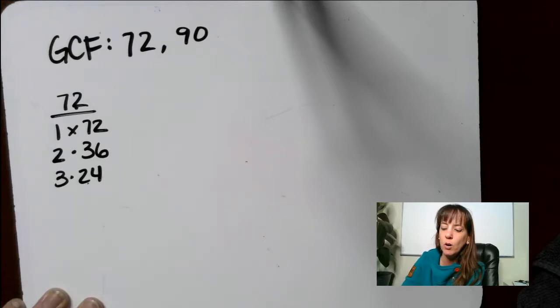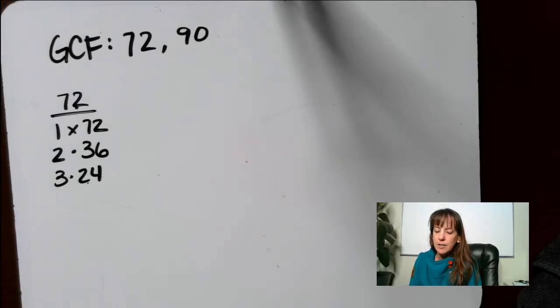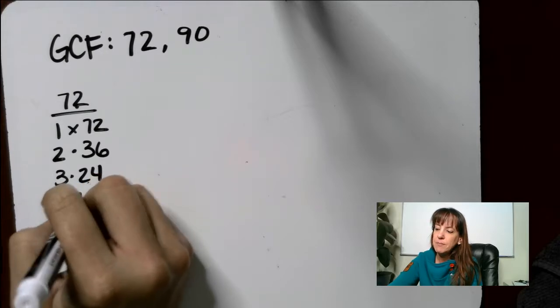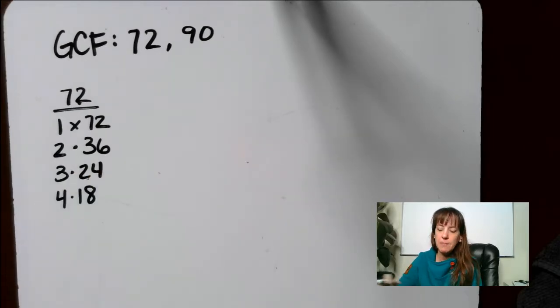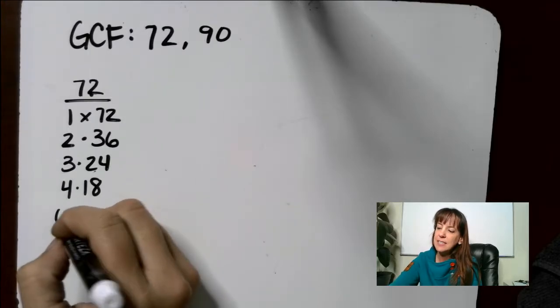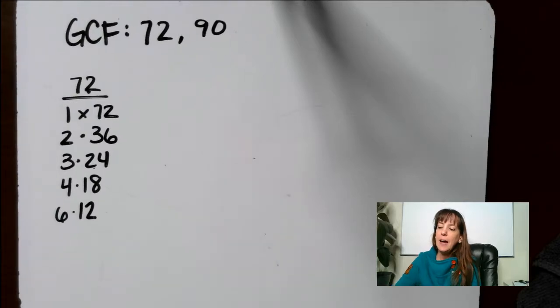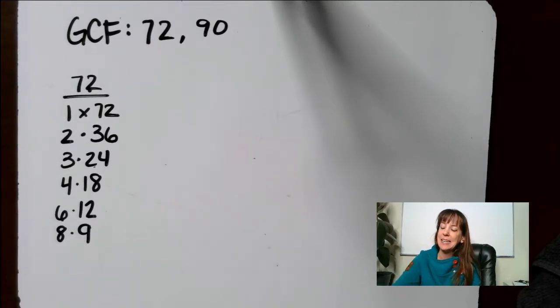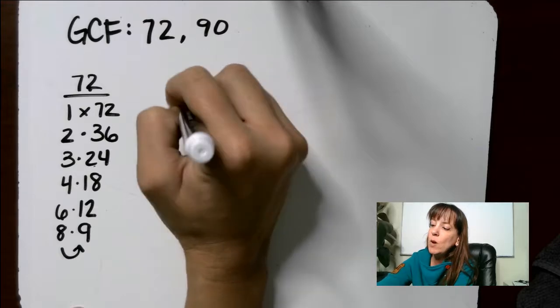Let's see, after 3 comes 4. So we do 72 divided by 4, and we get 18. After 4 comes 5, 5's not gonna go into there. After 5 comes 6, and we get 6 times 12, okay? After 6 comes 7, 7 won't go into there because 7 times 10 is 70, and 7 times 11 is 77, so 72 is not gonna go in. After 7 comes 8, so we get 8 times 9, and that will give us all of our factors. After 8 comes 9, 9's already on the board, we are done. There's all of our factors. Let's try 90. 1 times 90.